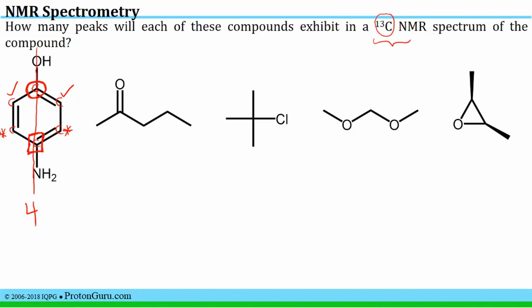The next molecule has no such symmetry plane, so each of the carbon atoms in that molecule will provide a unique signal in the NMR spectrum. We should see 5 signals in the carbon-13 NMR spectrum.